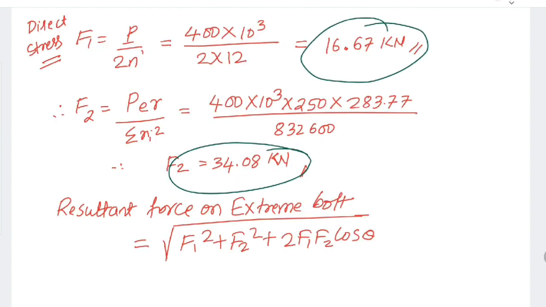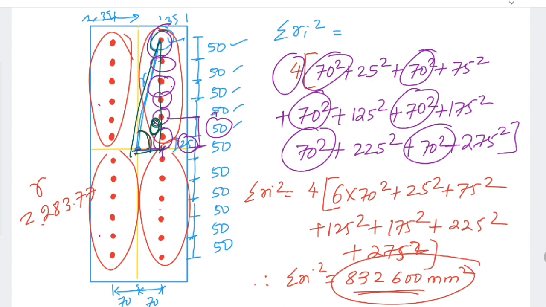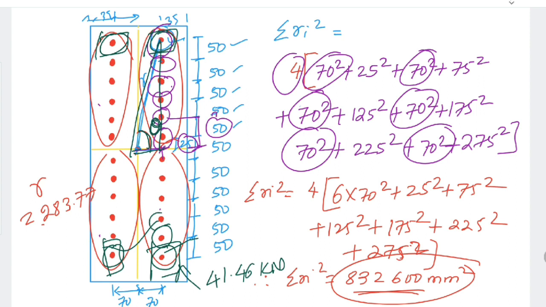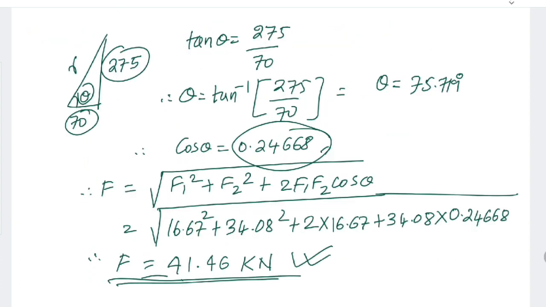So the total resultant force acting on the extreme bolt is 41.46 kilonewton. In this series, these are the 4 extreme bolts, and each of these will carry 41.46 kilonewton. The remaining bolts, which are nearer to the CG, will carry less force compared to the extreme bolts. So the maximum load on the bolt is 41.46 kilonewton.